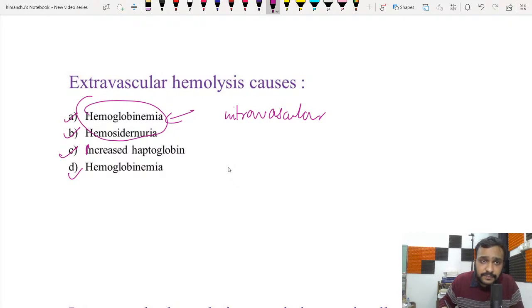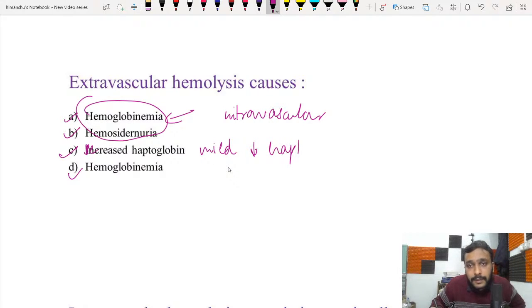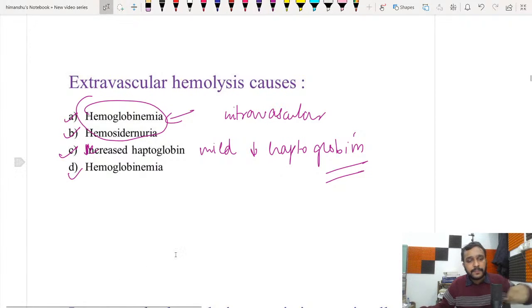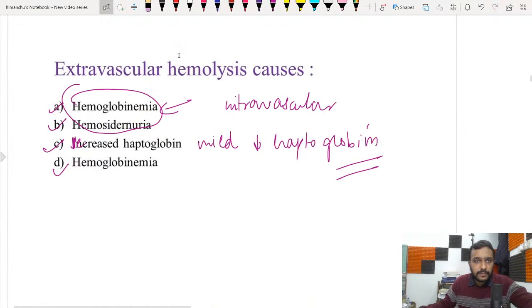So the answer is decreased haptoglobin. It is not increased, but there is a mild decrease in haptoglobin in extravascular hemolysis. Haptoglobin is also decreased in intravascular hemolysis.